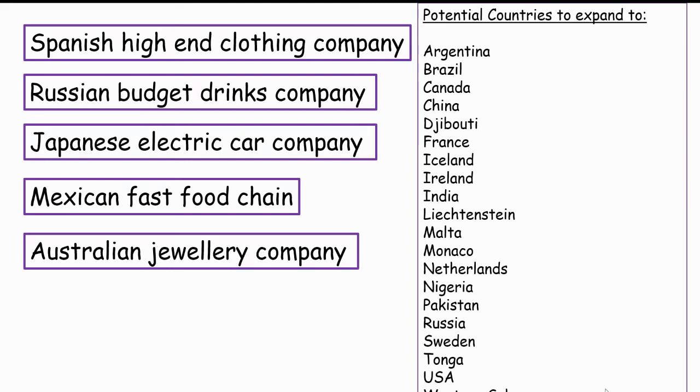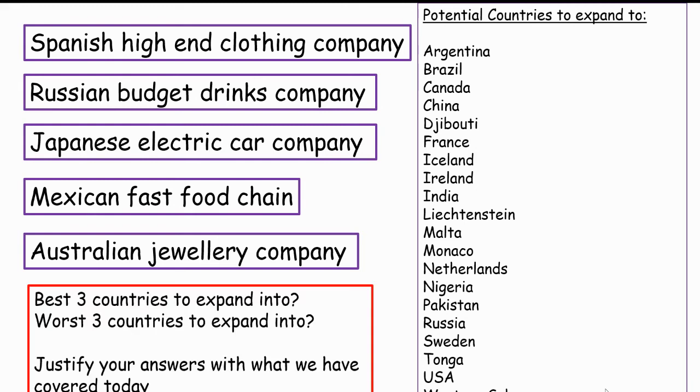And there are your choices: Argentina, Brazil, Canada, China, Djibouti, France, Iceland, Ireland, India, Liechtenstein, Malta, Monaco, Netherlands, Nigeria, Pakistan, Russia, Sweden, Tonga, USA, and Western Sahara. And what I want you to do is think about the best countries. It doesn't have to be exactly three, but just consider more than one. The best countries to expand to and the worst countries to expand to for each of those, and some reasons.